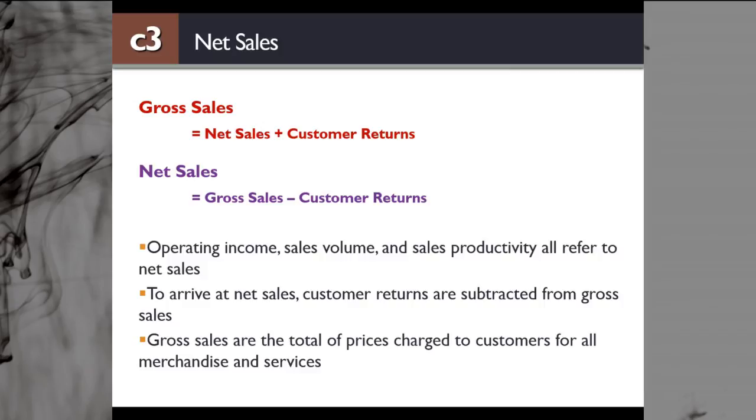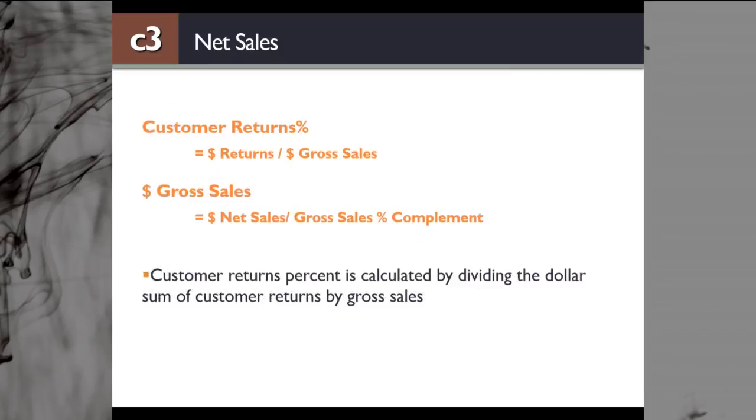When you think about gross sales, that means the total of prices charged to customers for all merchandise and services. So that's including all the prices charged to the customer before they return the stock. So there's going to be all the sales including the customer returns. If you know this concept, there are a few more things that you can calculate, and one of those is customer return percentage. So let's look at the next slide.